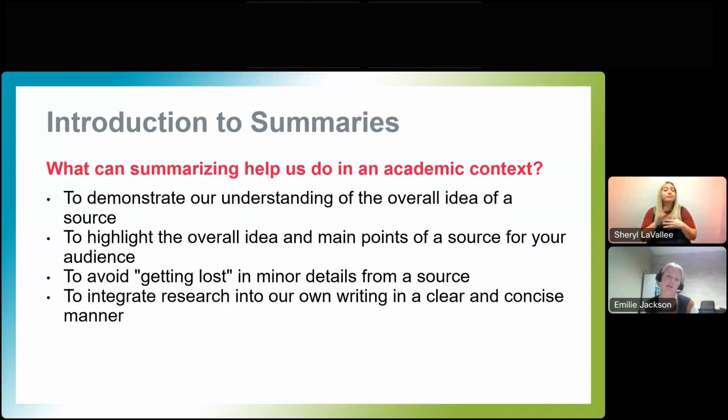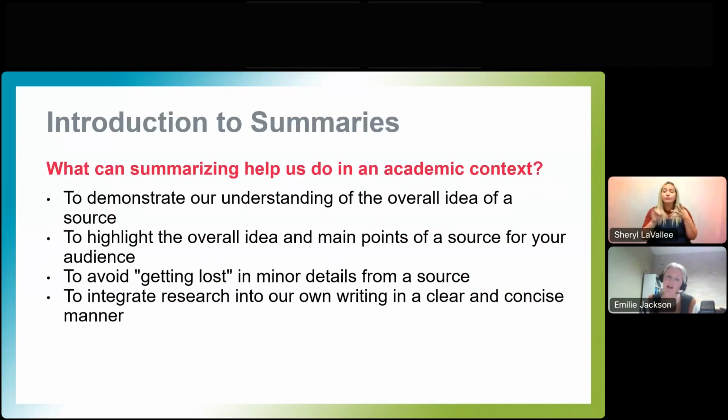Summarizing can also help us to highlight the overall idea and main points for an audience. So when we are writing maybe an essay or some sort of report, we may need to summarize a separate source of information in order to provide that information for our audience. You cannot cut and paste an entire study or a massive series of data into a short report, but you may have to summarize that data for your reader, for your audience, for that report that you are writing.